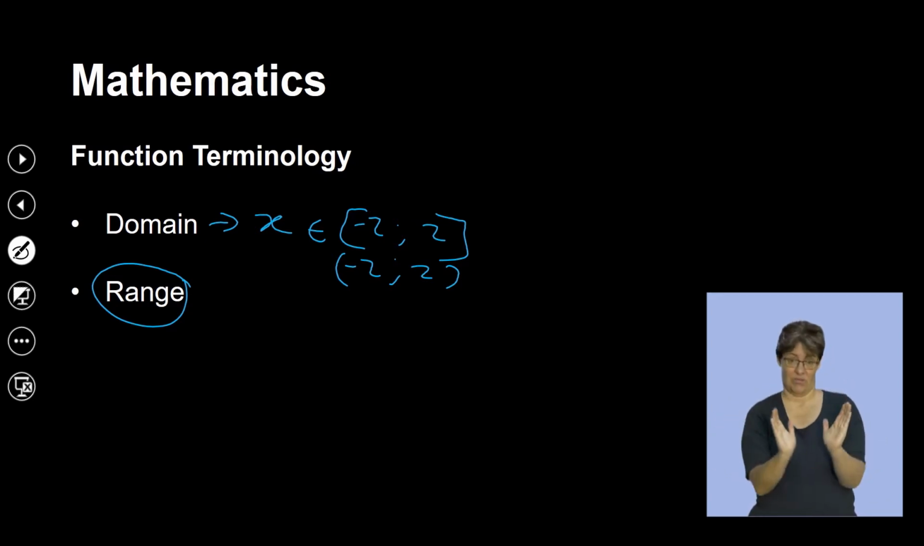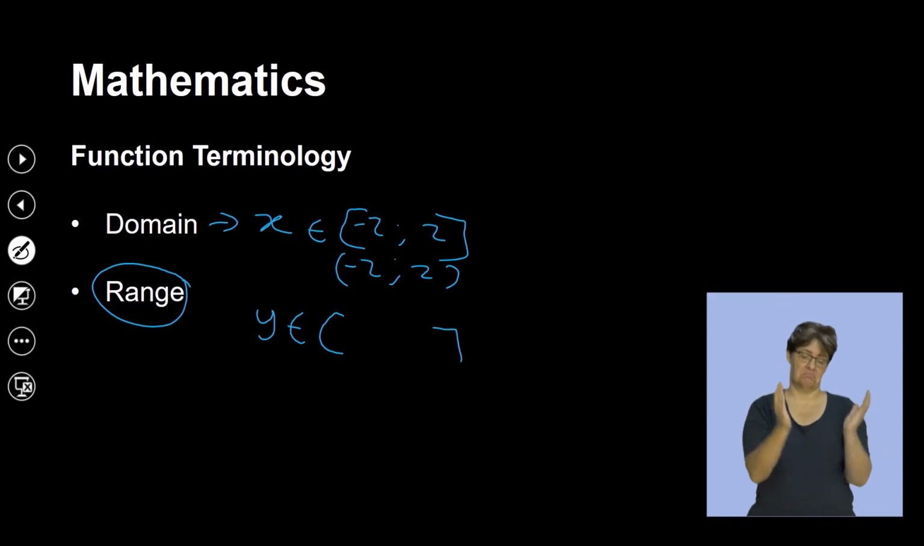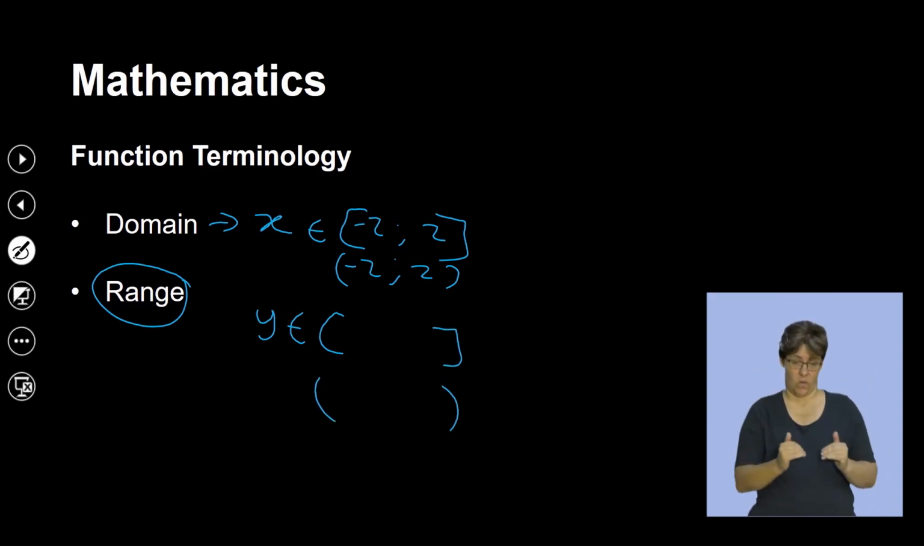Then lastly, the range will be the set of all the y values where the graph is defined. So they both mean the same thing, but one is one variable and the other is a different variable. This will also be y is an element of, with either square brackets or round brackets, depending on what is happening on your graph at the time.